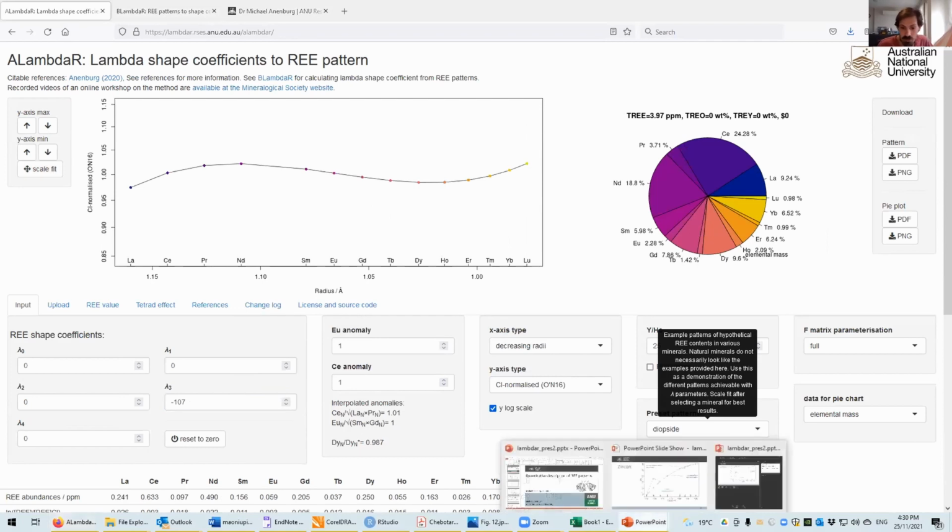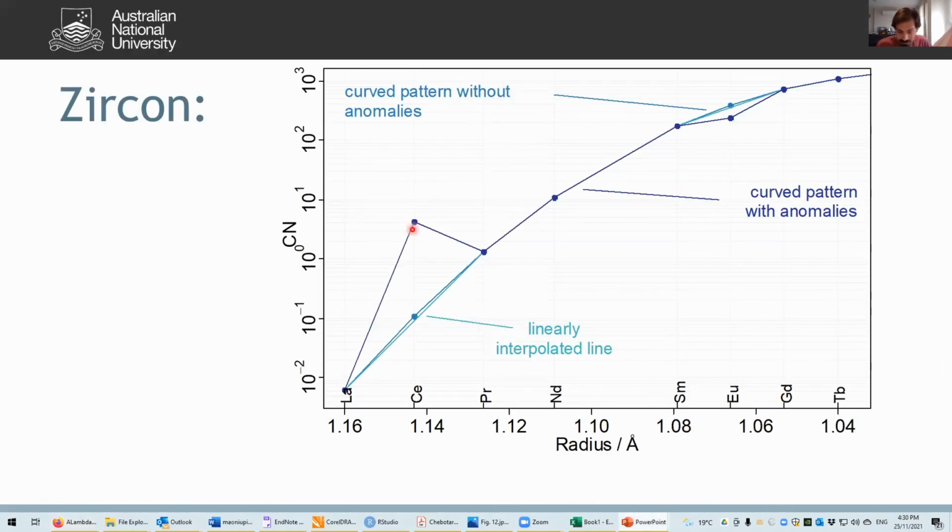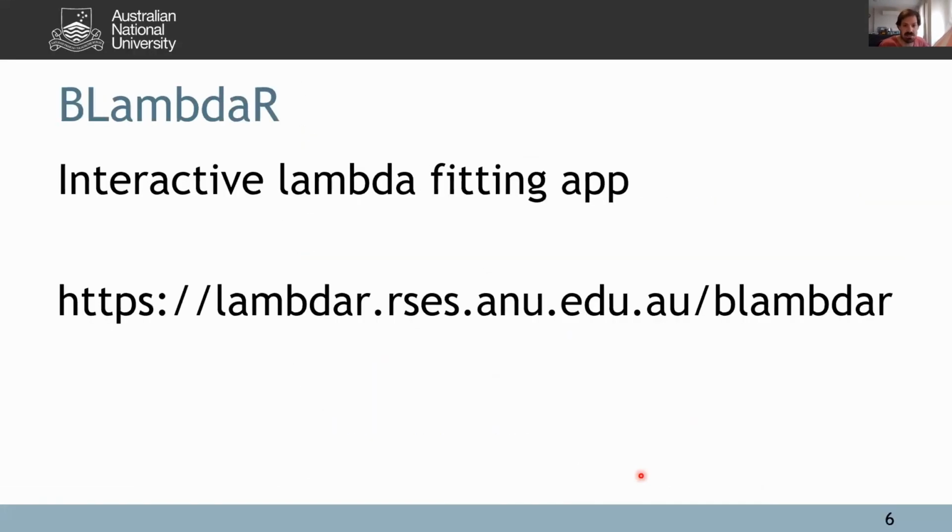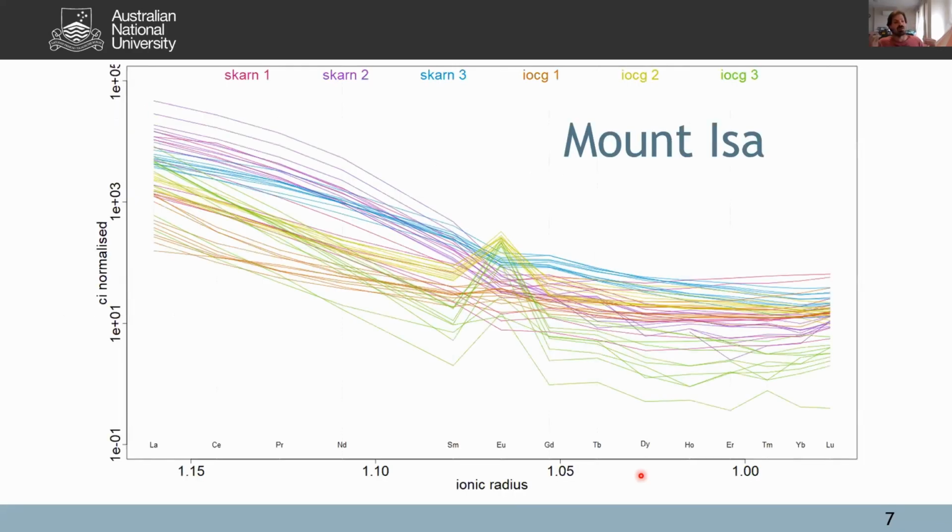Now, what is this good for? So I'll show you an example. So we've seen this. Here are some real-time patterns for all deposits in the Mount Isa region. We have a bunch of scans, we have a bunch of IOCGs, and we would like to know whether there are any trends or relationships between them that we can see or think about or use somehow to understand the system. When you plot all of them together, it's a huge mess. It's very hard to see what is happening here.